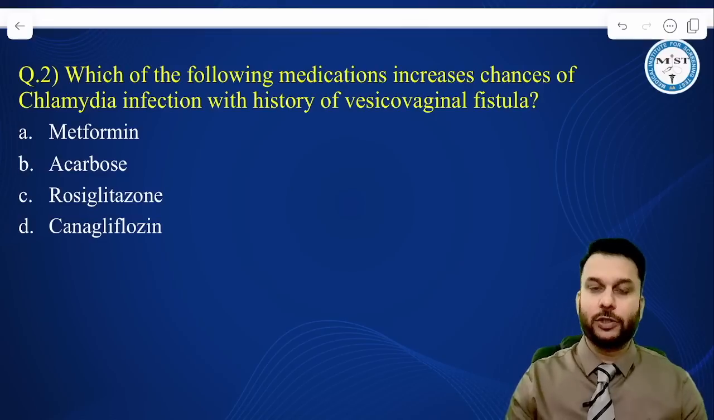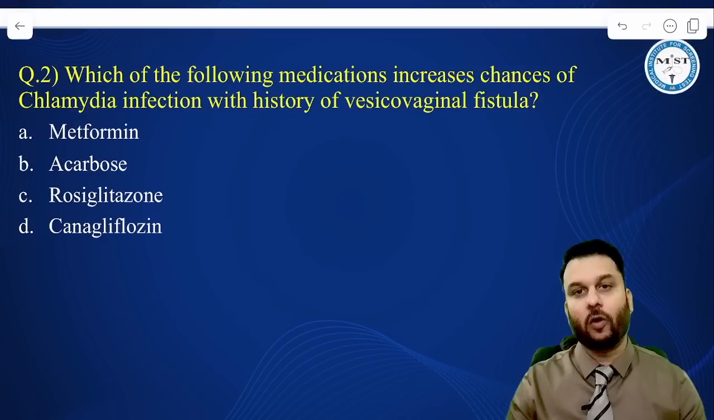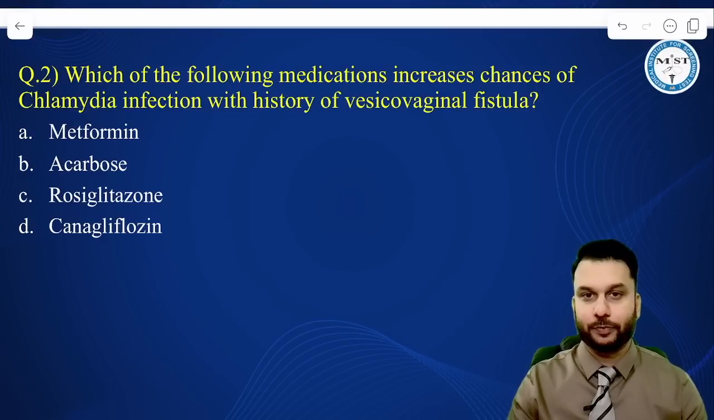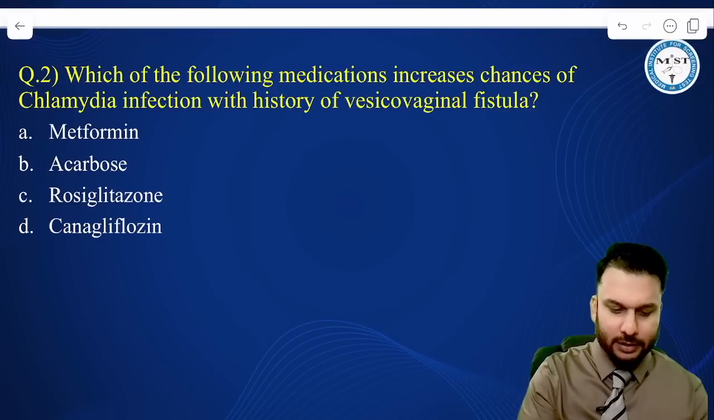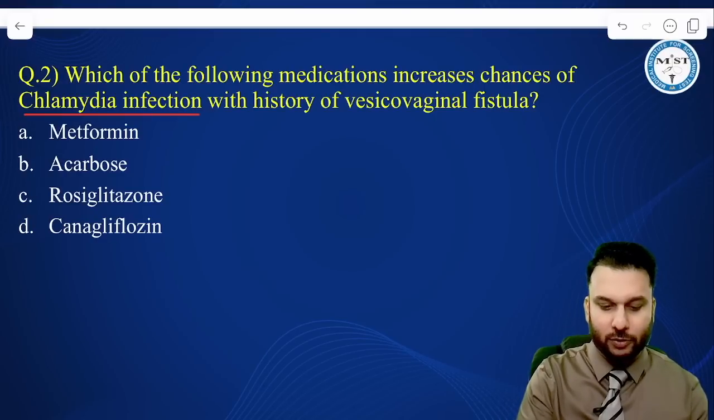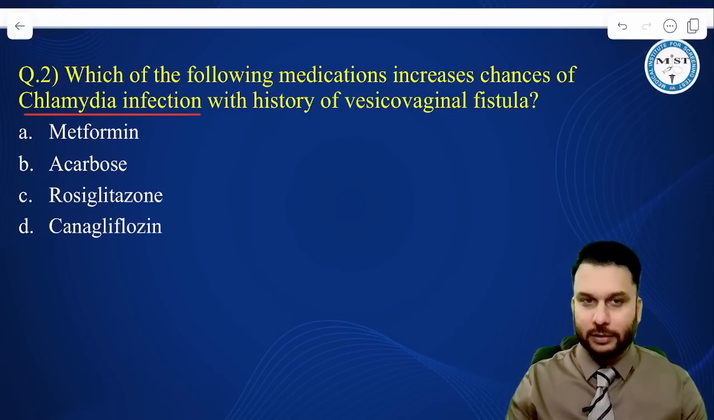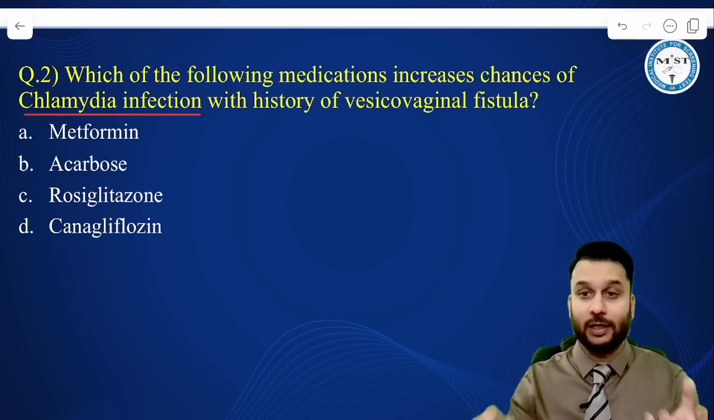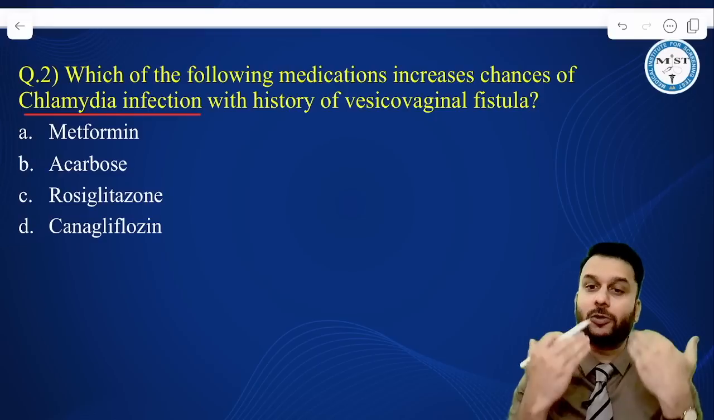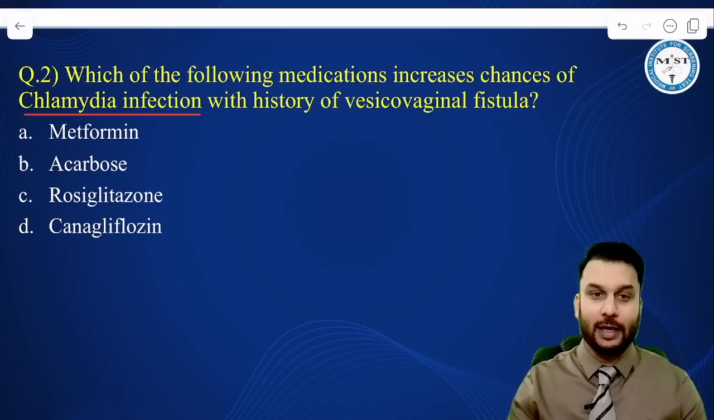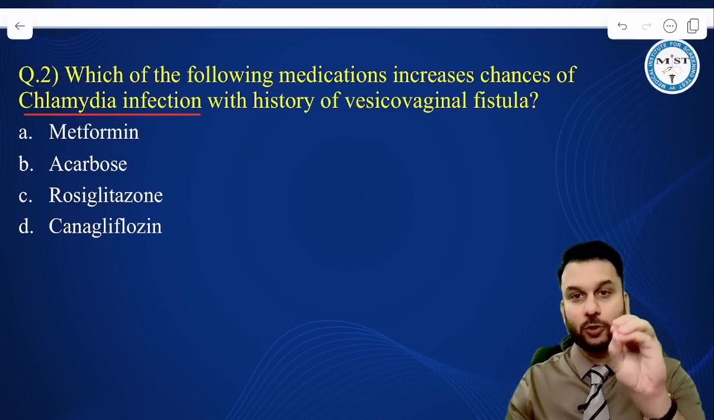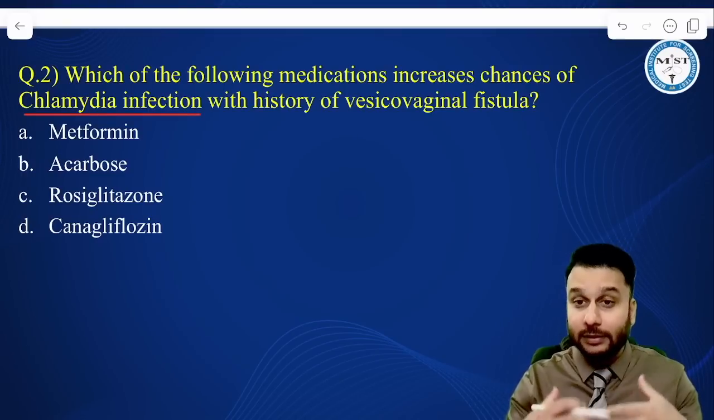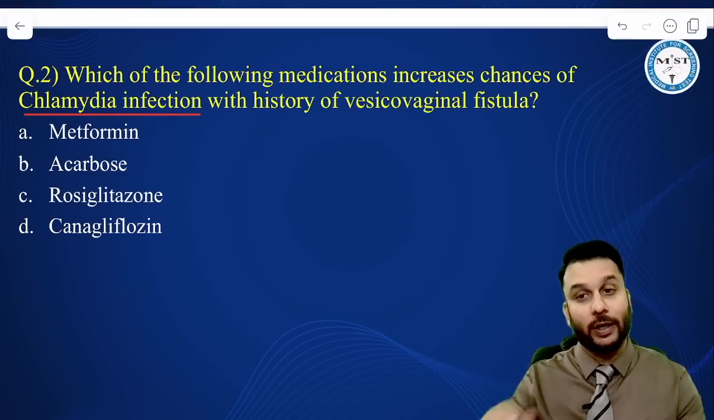So question number 2: which of the following medications increases the chances of chlamydia infection with a history of vesicovaginal fistula? Technically something might have been given with genitalia, and they're just asking us this one thing, that there was an increased risk of chlamydia infection. You must know that organisms like glucose. Just like we consume glucose for our energy, they also consume glucose. So if you're putting too much glucose into the urine, then there is an increased risk of infections because you're providing them with glucose.